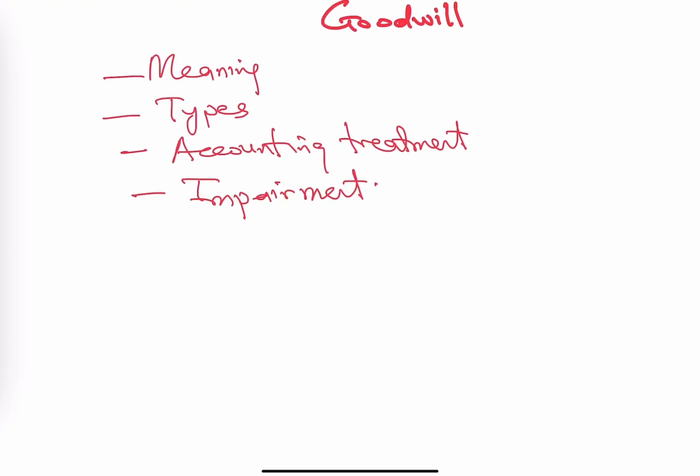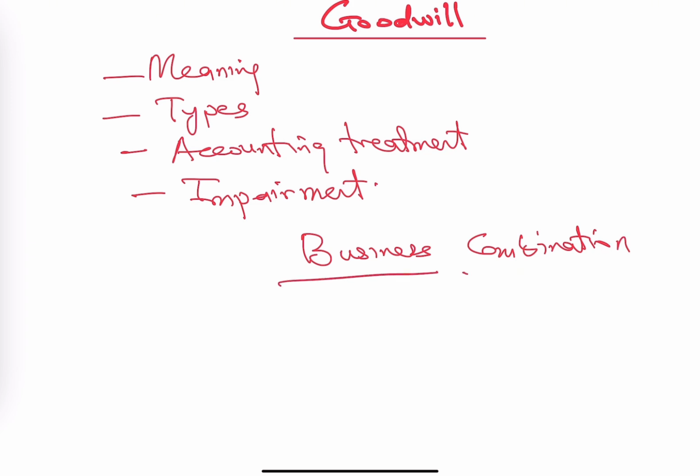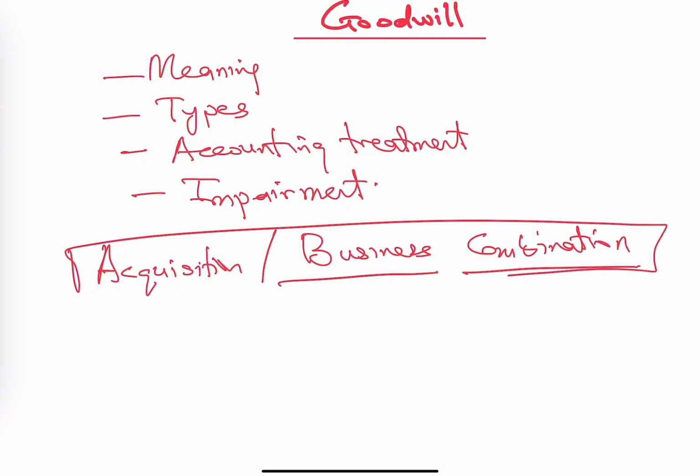But where I want to start from is business combination. That's where we're starting from. We started this paper with consolidated financial statements, and we always have to prepare consolidated financial statements when a company has control over another company. In that case, there's an acquisition, a business combination. Acquisition is the same thing as business combination. So because of that, we're talking about consolidated financial statements.